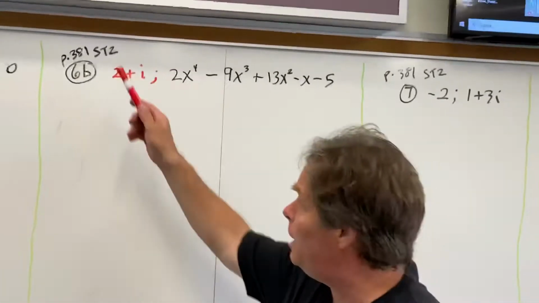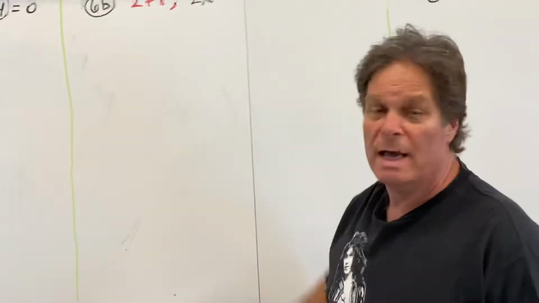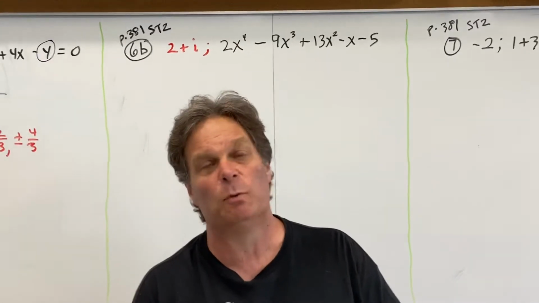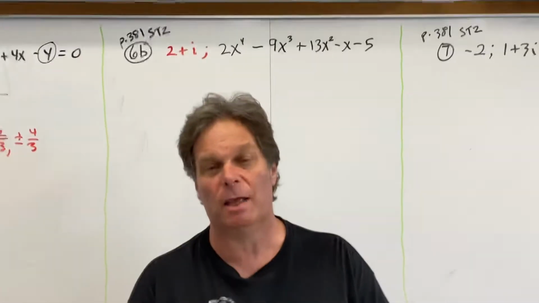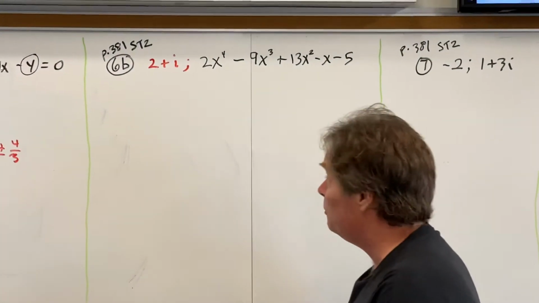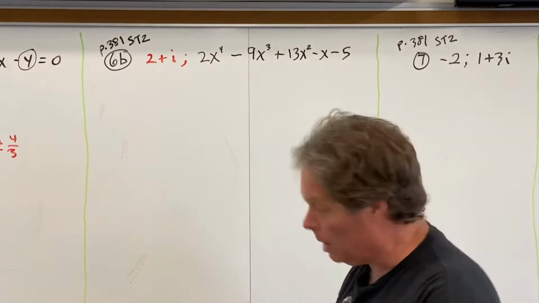Okay, this one is a little more involved. This is page 381, self-test 2, number 6B. 6A asked you to use Descartes' rule of signs, which we did not cover, so that's why I eliminated 6A from the homework. You didn't have to do 6A. But 6B is important, so here we go.